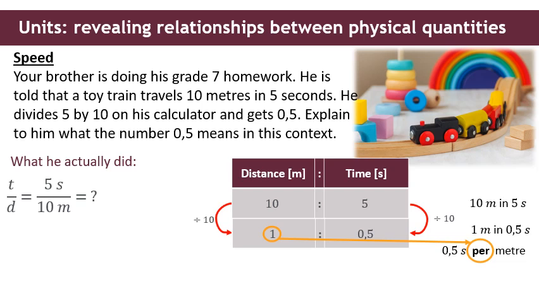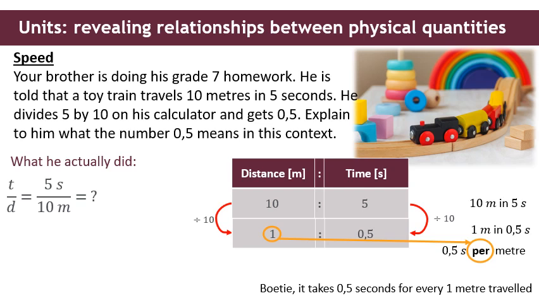0.5 seconds per 1 meter. Yeah. What does that mean? Buddy, it means it takes 0.5 seconds for every 1 meter traveled. 0.5 seconds per meter. That's what you've calculated.